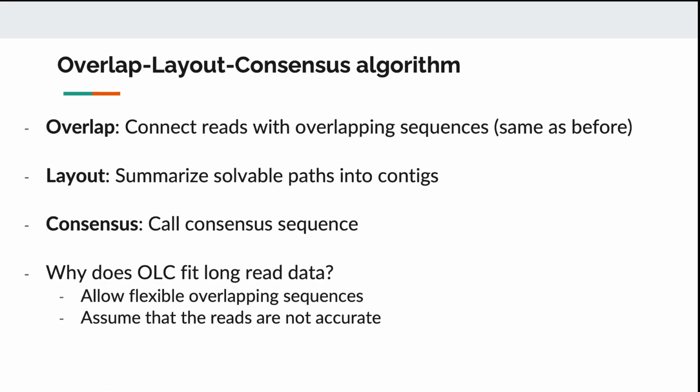So you can see that this is engineered toward long read data specifically, because it allows for flexible overlapping sequence with some mismatch, and it assumes that the reads are not that accurate. So there is a call consensus sequence step as well. So let's see how it works.